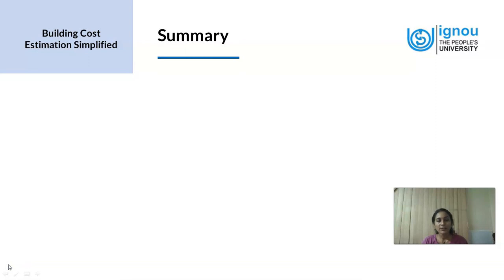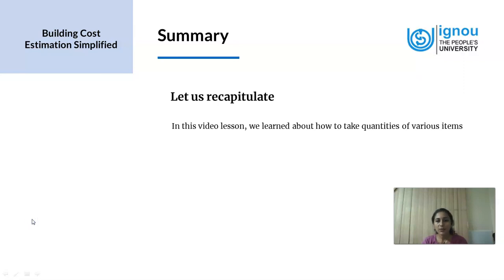So we come to the end of today's video lesson. In today's video lesson, we learned how to take quantities of various items in a building using the long wall, short wall method. We found how this was more accurate than merely taking the perimeter dimensions. And we also learned that in order to find the quantities using the long wall, short wall method, we need to first locate the central line of the building, and all the references are made from the center line.